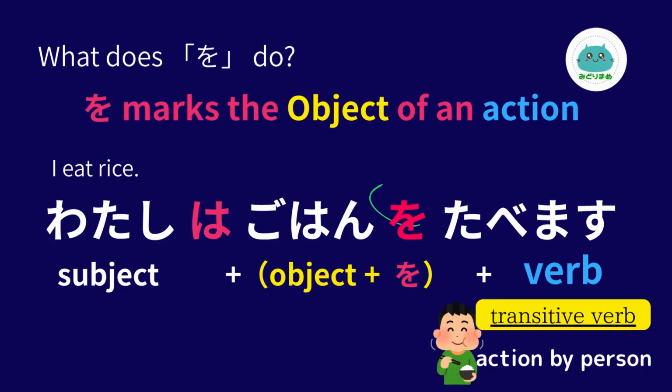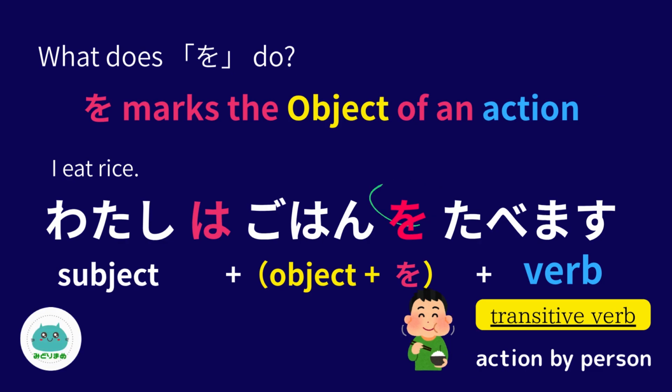Today, let's learn the Japanese particle o. At first, let's talk about what o does. O marks the object of an action. So we use o to show what the action is happening to. So o comes right after the object in the sentence.